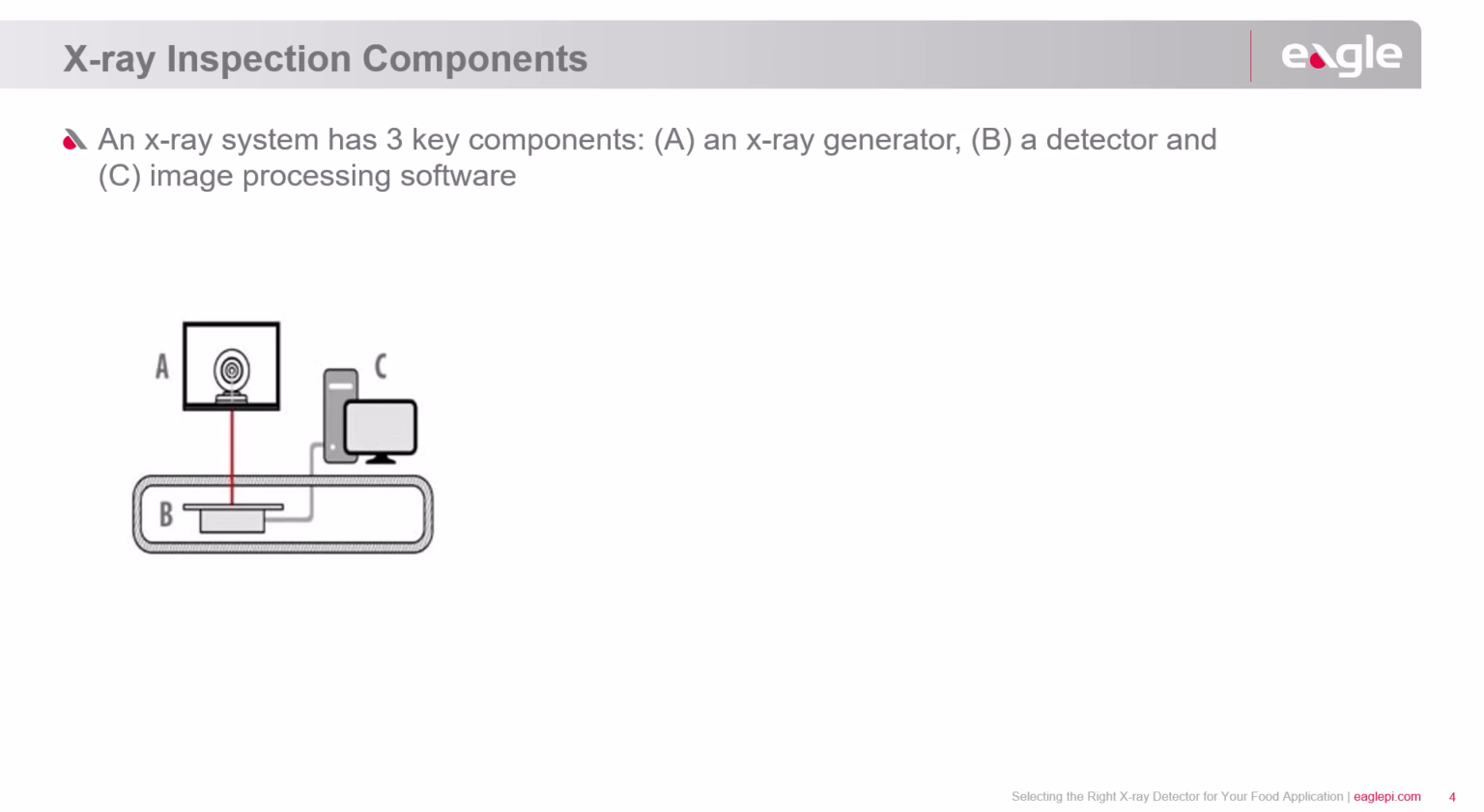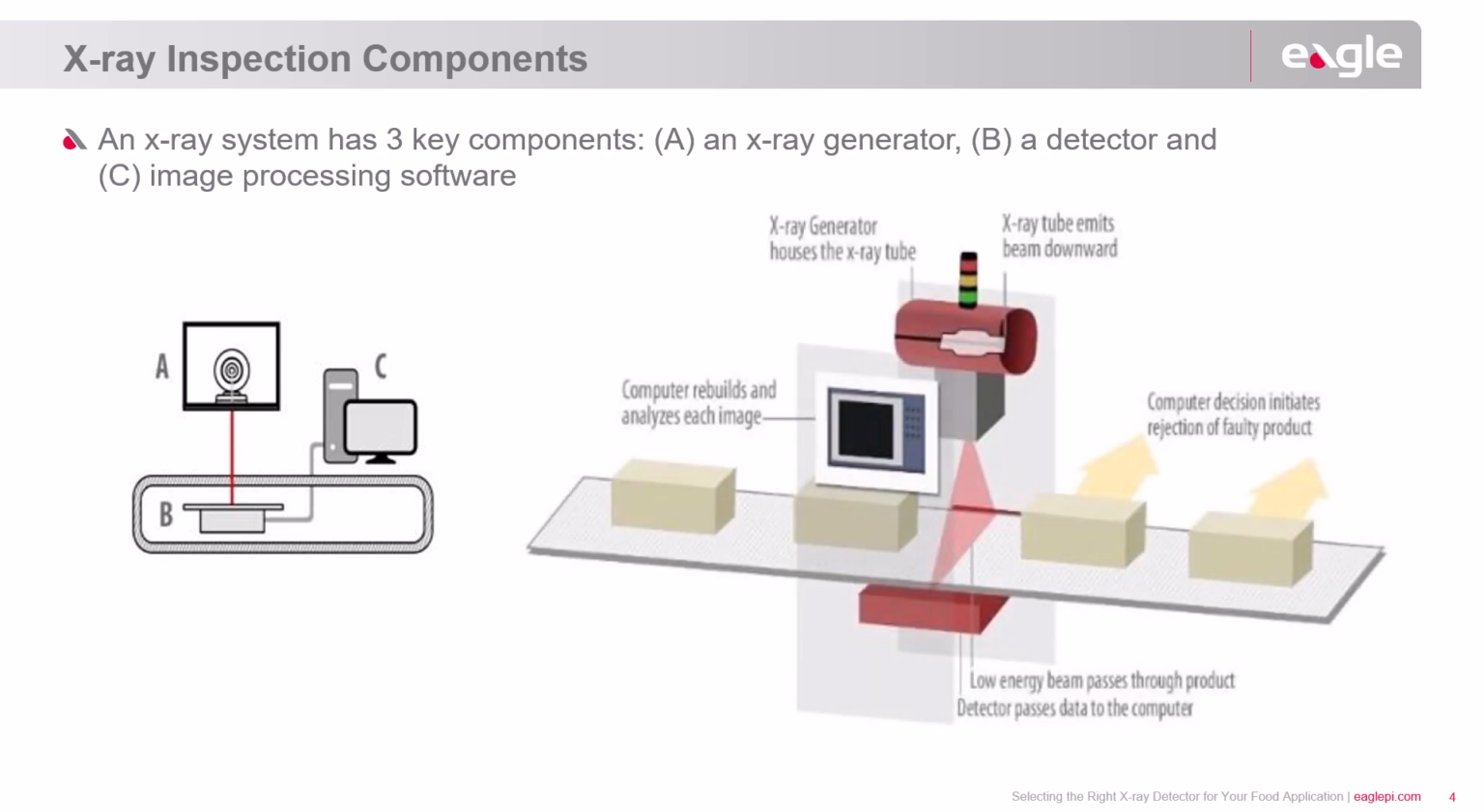An X-ray system is composed of three essential components that work together to produce and analyze images. The X-ray generator is responsible for creating the X-rays. It produces the radiation needed to penetrate the object being inspected. The detector, positioned opposite of the X-ray tube, collects the X-ray energy that passes through it. This component measures the intensity of the transmitted X-rays, allowing for the assessment of the material's density and composition.